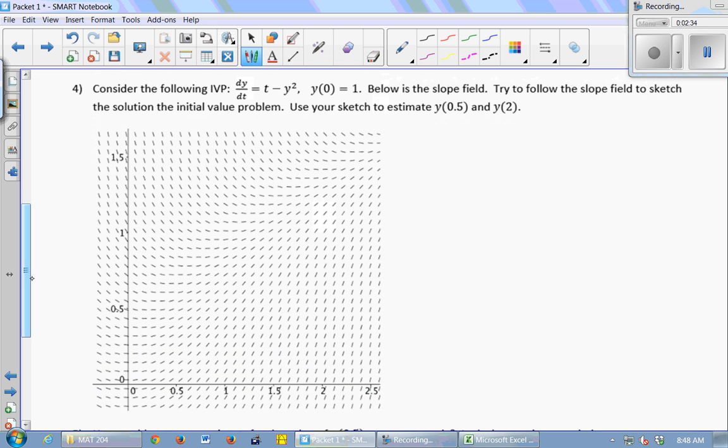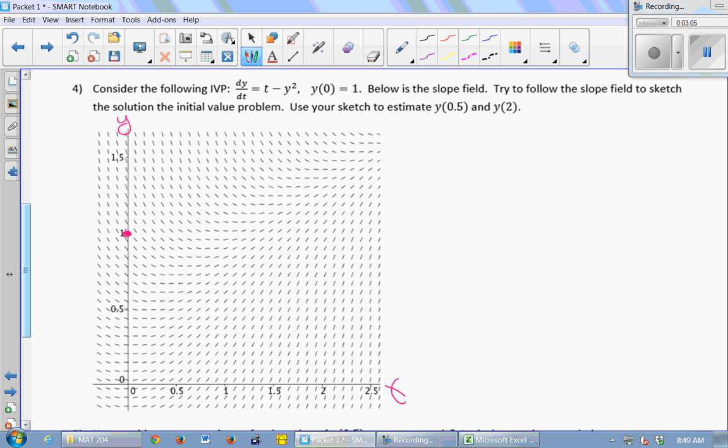So here's an initial value problem, y prime equals t minus y squared. I've got the slope field drawn here. If y of 0 equals 1, that's my initial condition, so I can draw that in. So this is t, this is y. So y of 0 is 1. I'm going to try to follow the slope field just by sketching, follow the slopes. And I'm going to sketch a solution that has that initial value. And I'm going to use that sketch to estimate y of a half and y of 2.